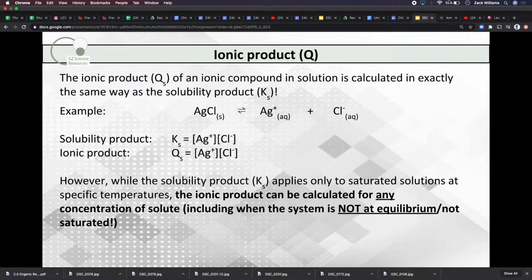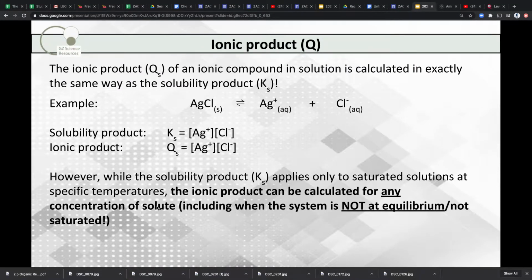But the ionic product is a quantity we can calculate at any point in the reaction when we are not sure if equilibrium has been established yet. So we start to dissolve some ions and we ask, are we at equilibrium yet? Well, let's calculate the ionic product and find out. We form it the same way. You write your typical expression where Ks or Qs is equal to the concentrations of the ions present, and we just plug in the ion concentrations given in a question. If Q is smaller than Ks, we know we still have room to dissolve more ions into solution. So it can be calculated at any concentration of solute, including when the system is not at equilibrium. That's the main difference. It's a very picky thing to say.